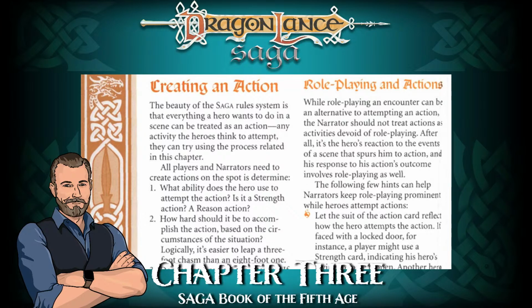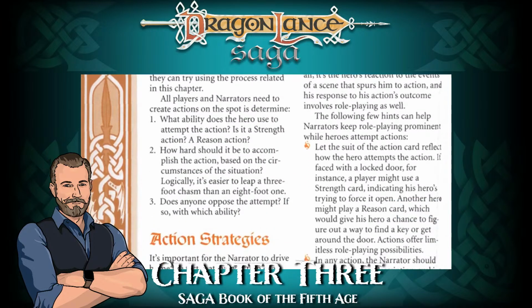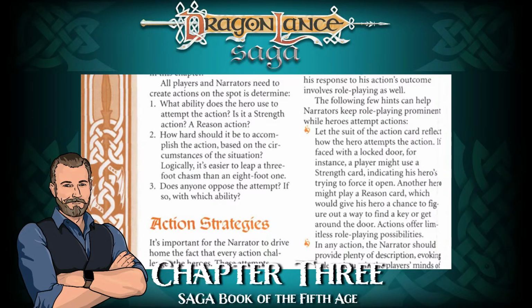Creating an action. The beauty of the Saga rules system is that everything a hero wants to do in a scene can be treated as an action. Any activity the hero thinks to attempt, they can try using the process related in this chapter. All players and narrators need to create actions on the spot is to determine: 1. What ability does the hero use to attempt the action? Is it a strength action, a reason action? 2. How hard should it be to accomplish the action based on the circumstances of the situation?